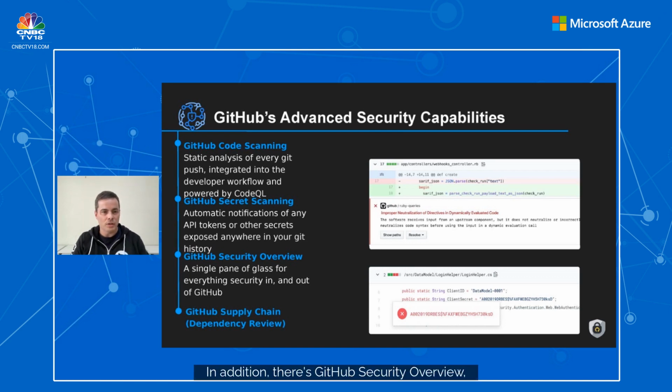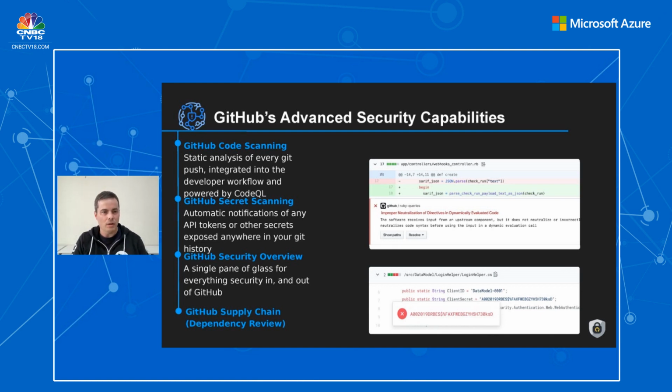In addition, there's a GitHub security overview, and this is a single pane of glass report that anybody within your organization, not just developers, can use to understand in one place what's the overall security posture across your entire organization, across all of your repositories.